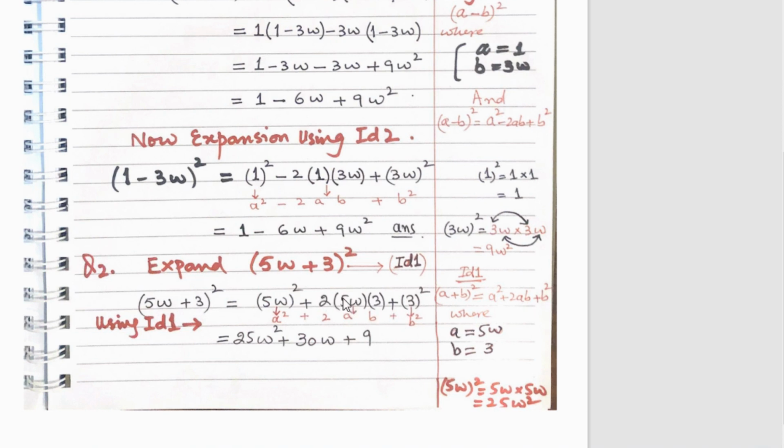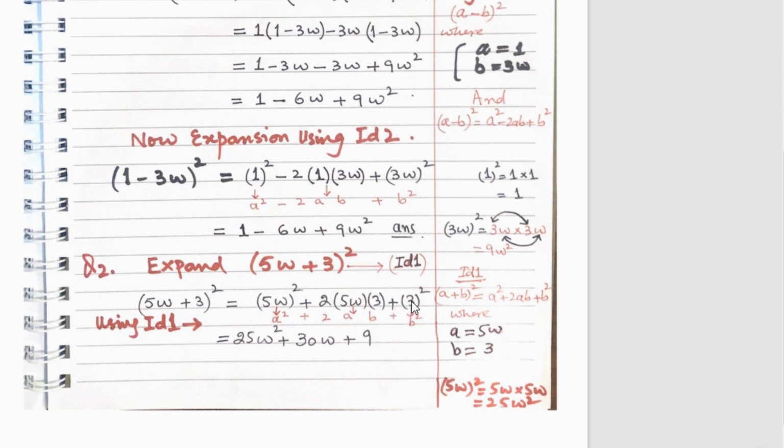So 2 into A into B. I have put arrows over here to show you this is our A in this question, and this is our B in this question. Similarly, this term is representing A. So A square means 5W square. 5W square means 5W into 5W. 5 5s are 25, W into W, W square, 25W square, first term, plus 2 into 5W into 3. You can multiply it in any order. 5 2s are 10, 10 3s are 30, and W will come with it.